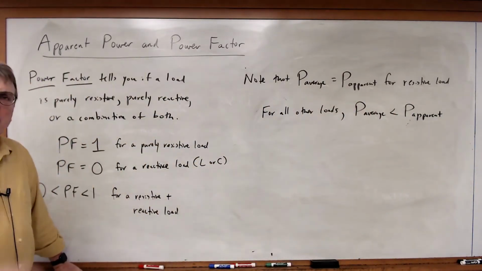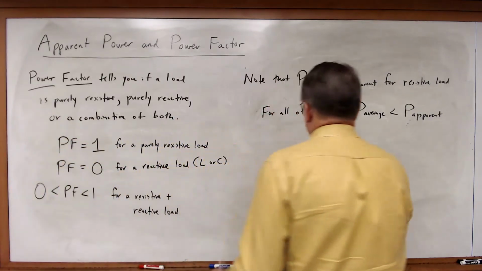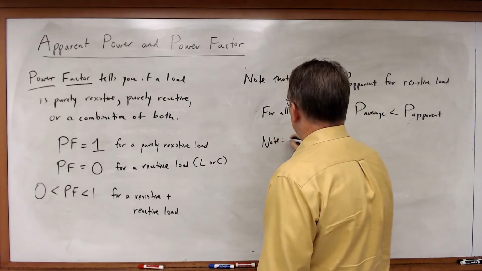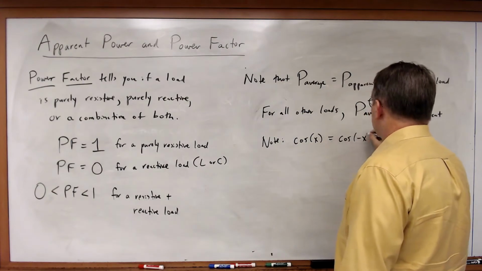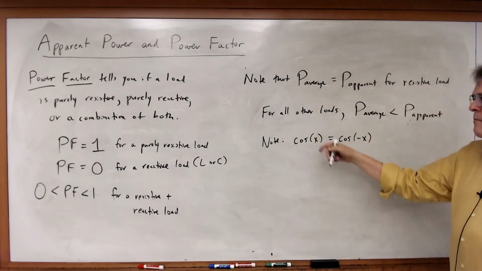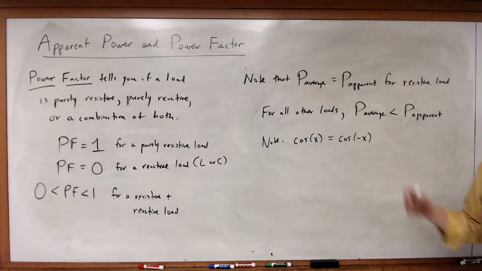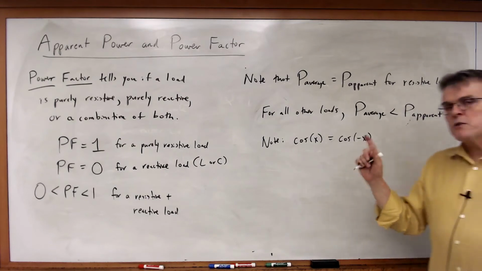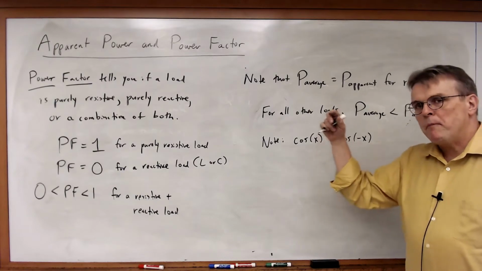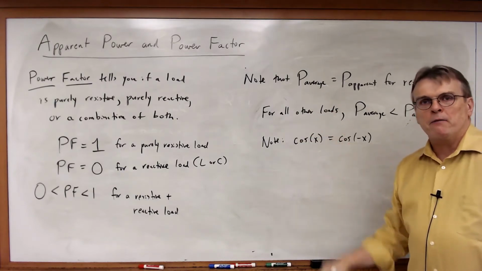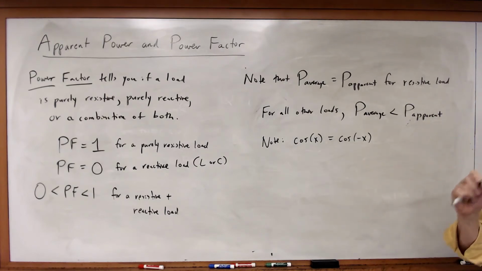Now, if we're going to describe power factor, we need something else, because there's an issue we have to deal with. We note that cosine of x is equal to cosine of minus x. A cosine of plus 45 degrees is the same as a cosine of minus 45 degrees. You get the same cosine. So if you're describing a power factor, you can't tell the difference between a positive power factor angle or a negative power factor angle. You need something else to fully describe a power factor.